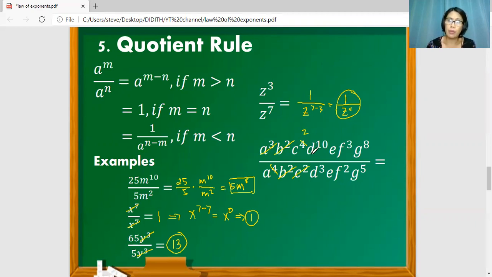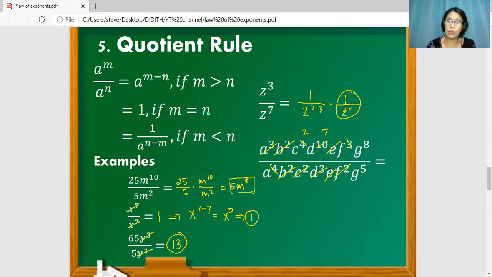So we have d to the 10th divided by d cubed. So 10 less 3 is 7. We will place 7 here and cancel d cubed. Now e and e will be cancelled. F cubed all over f squared. So 3 minus 2 is 1. So this will be cancelled and this will be cancelled. So that would mean that the exponent is 1.